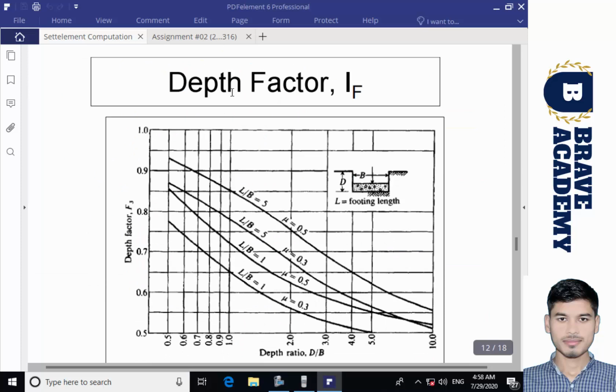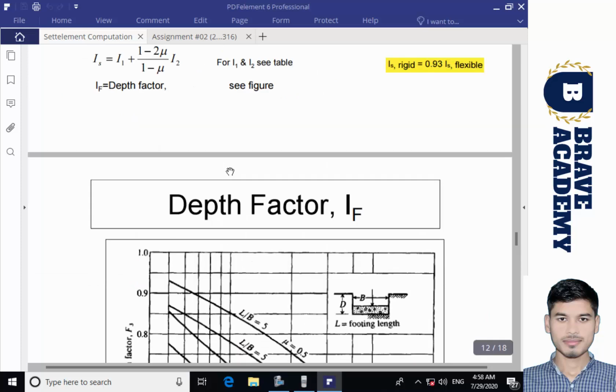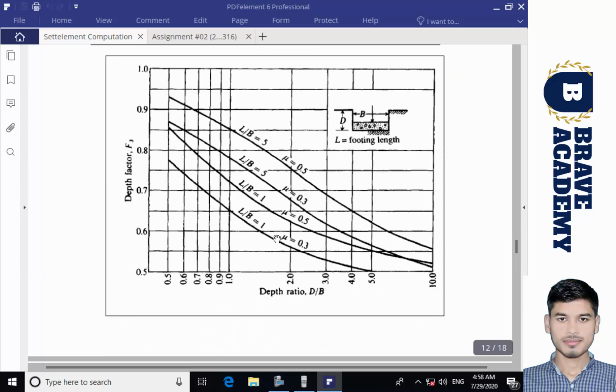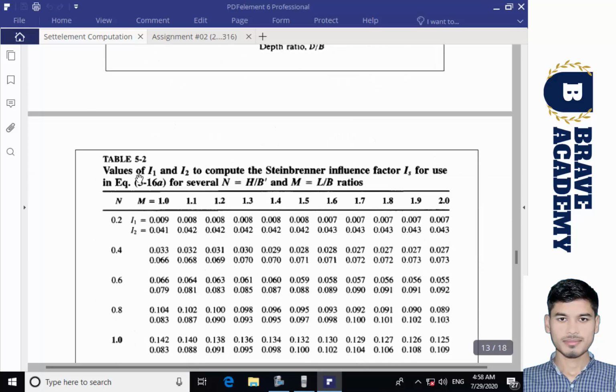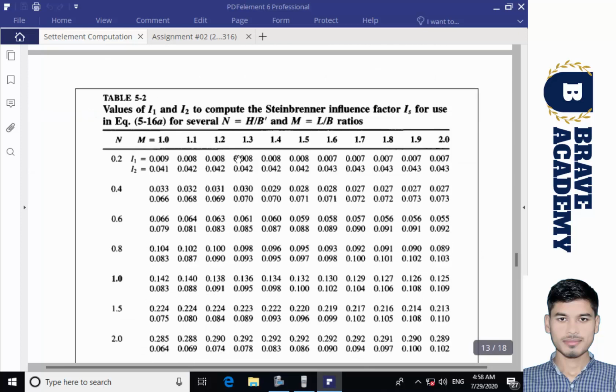You can see here the depth factor If. You can calculate your depth factor If from this figure. If is a function of the ratio of D by B, L by B, and the Poisson's ratio. And for calculating I1 and I2, you can use these tables. These tables give you the values of I1 and I2 corresponding to the N value and M value. N equals H by B prime and M equals L by B. These are the values of M, and these are the values for N.